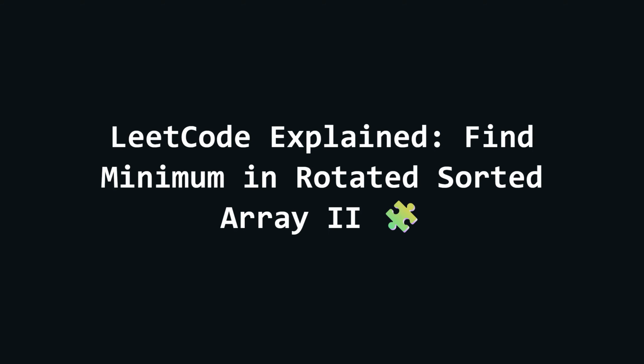Welcome back to another daily problem walkthrough. Today we are tackling a tricky one called Leetcode Explained. Find minimum in rotated sorted array 2.